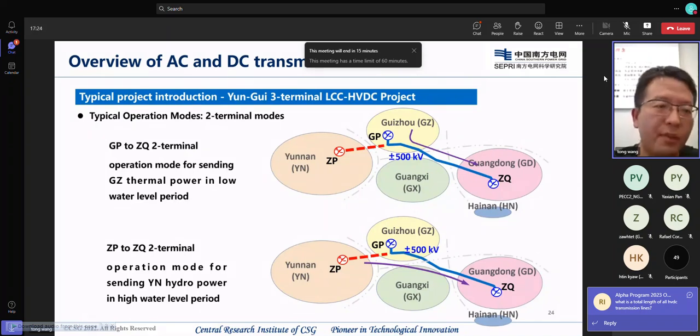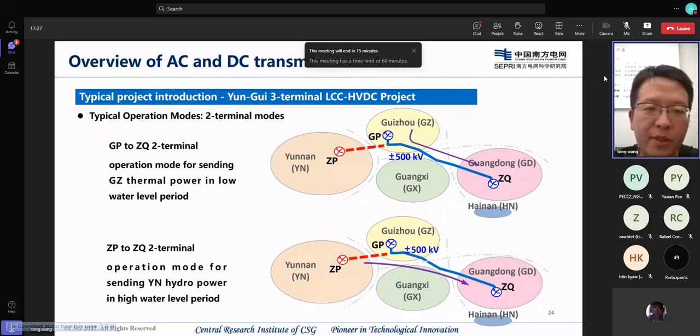The first one is Guizhou to Guangdong. We can send thermal power from Guizhou to Guangdong, and this can happen in the dry season, the low water level period. The second one is the operation mode from Yunnan to Guangdong. We can send Yunnan hydropower in the flood season, or the high water level period. So this depends on the resources.